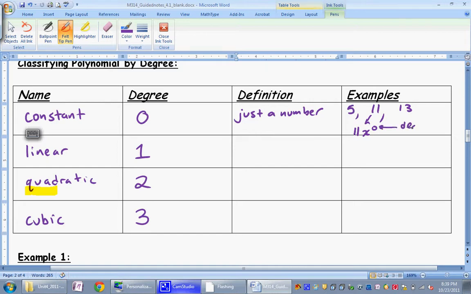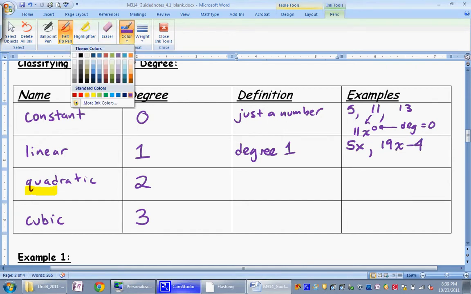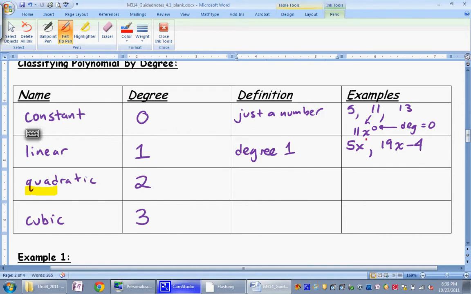A linear term, its degree is 1. So it doesn't matter how many terms it has for it to be linear. So you could say 5x is linear. 19x minus 4 is also linear. Even though it has 2 terms, the only important part here for it to be called a linear polynomial is that it has a degree of 1, so that the highest exponent is 1. Likewise for a quadratic, so it's degree 2.